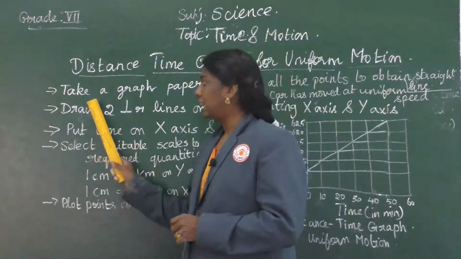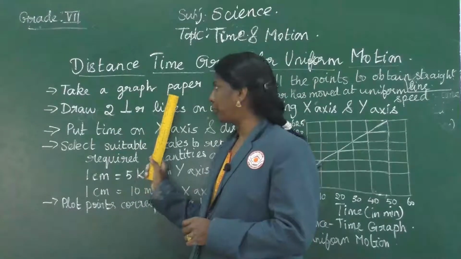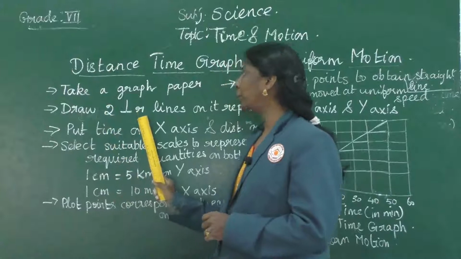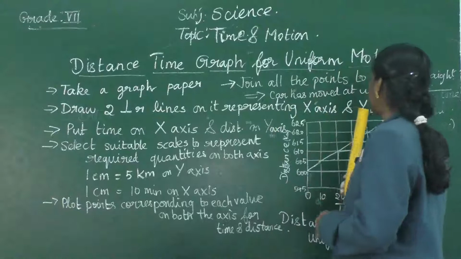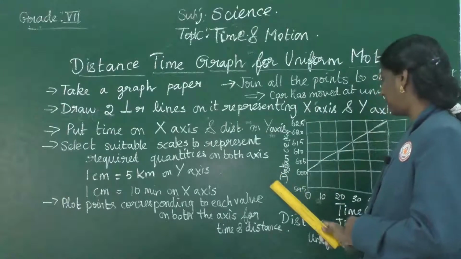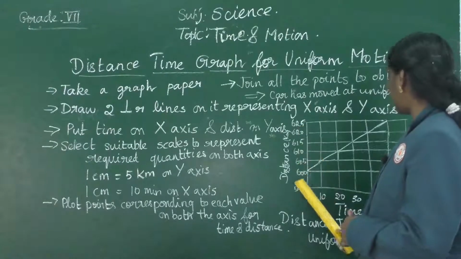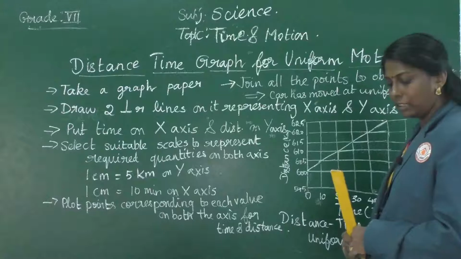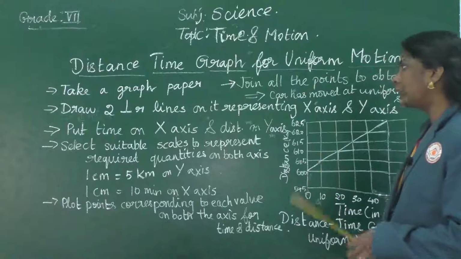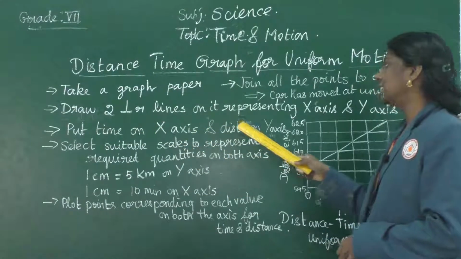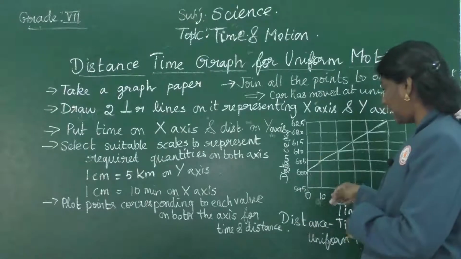Distance-time graph. So one axis we are going to have distance, another axis we are going to have time. Take a graph paper. You all know a graph paper. Draw two perpendicular lines on it representing x-axis and y-axis. Clear? X and y. Now put time on x-axis and distance on y-axis.